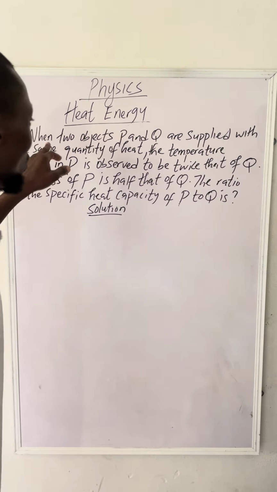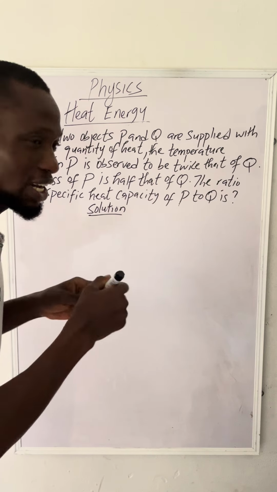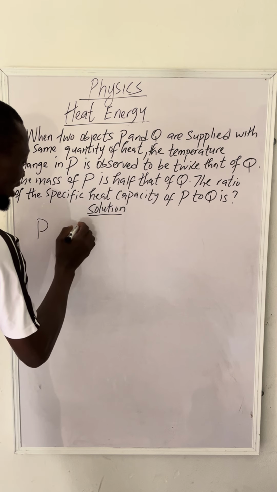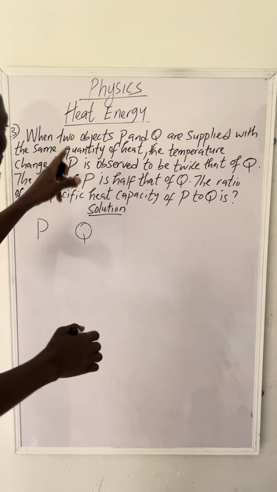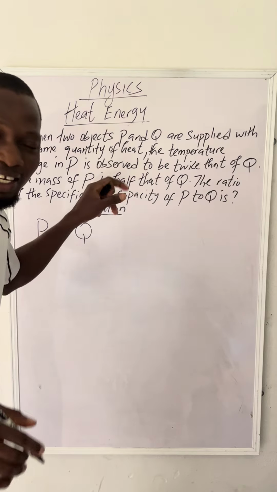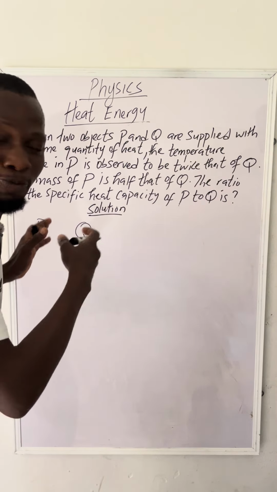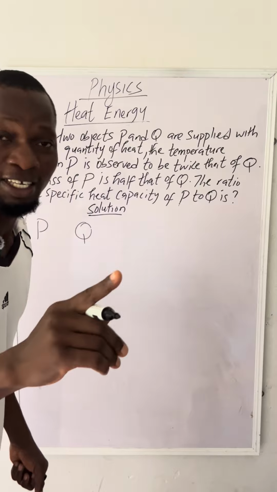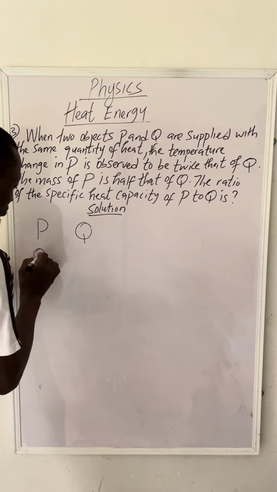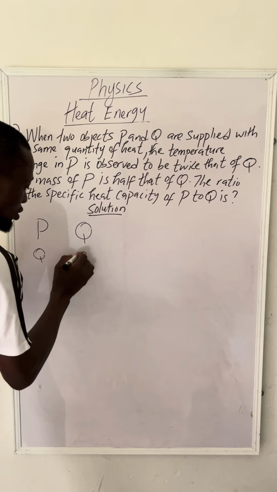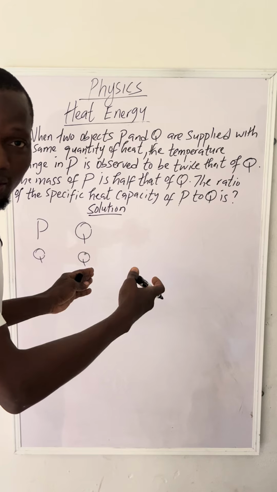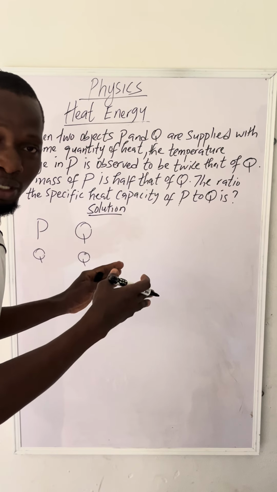Now, when two objects P and Q, let us say that we have P here, then we have Q here. Now, when two objects P and Q are supplied with the same quantity of heat, the same quantity of heat is supplied to both P and Q. Let us represent the quantity of heat supplied to both P and Q by Q. So the quantity of heat supplied is Q, and I'm putting Q here also. Do you know why it is Q, Q? Because it is the same quantity of heat that is being supplied to both of them.